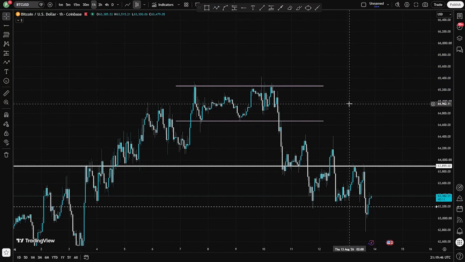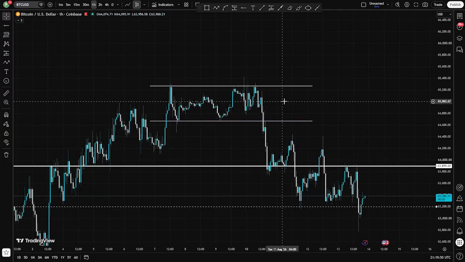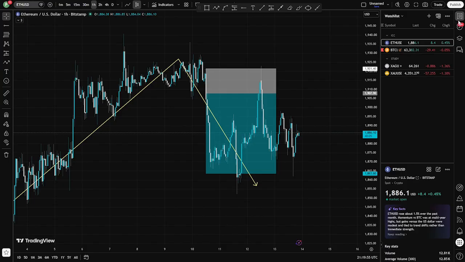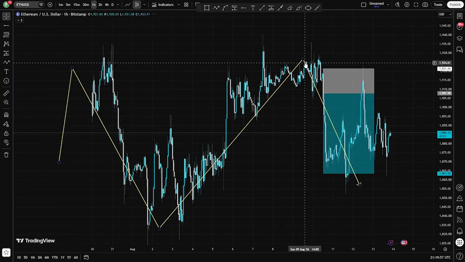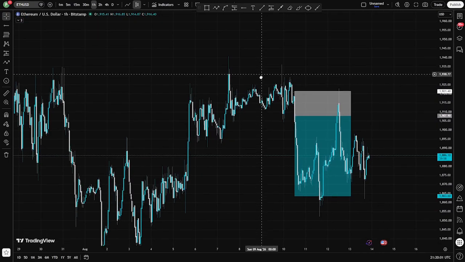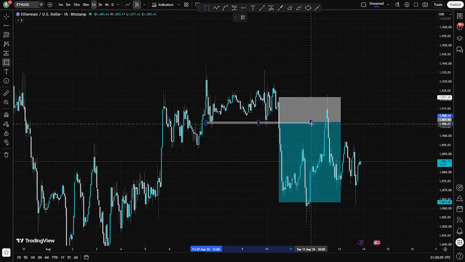So this is what I did, but I didn't take the trade here. I actually took the trade on Ethereum, which is very interesting. So when you go to Ethereum, this was what price was looking like. So this was that Saturday. This was the Saturday, and you can see on Ethereum it was the same structure.